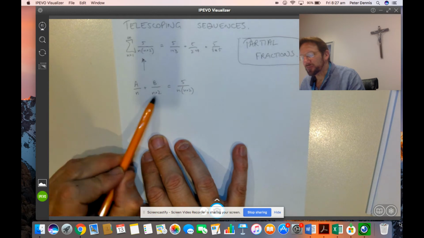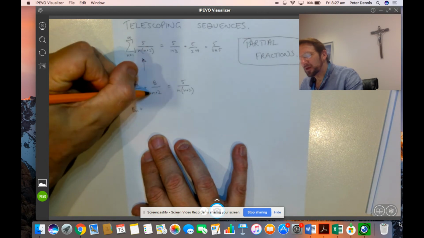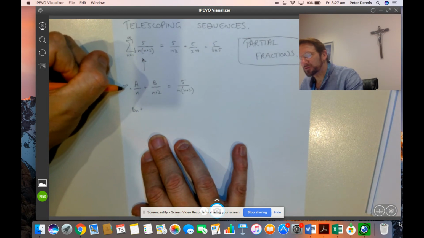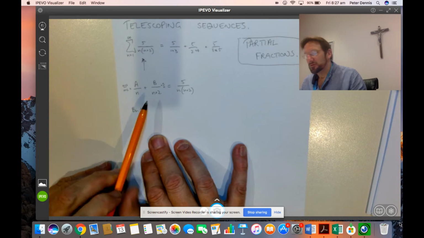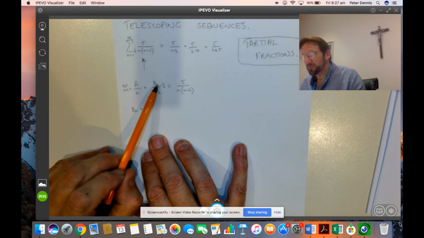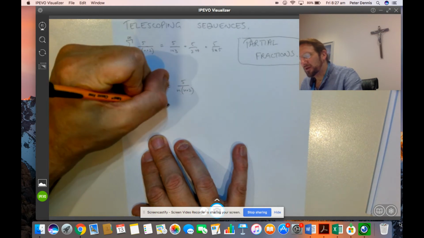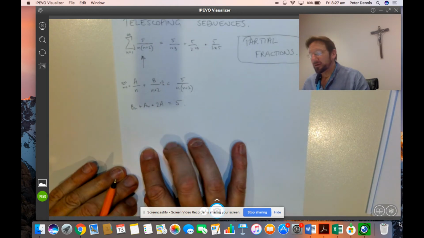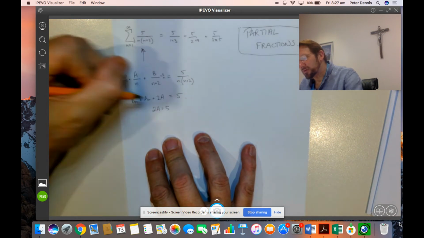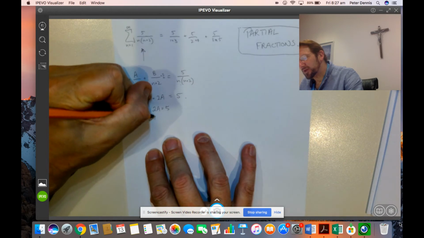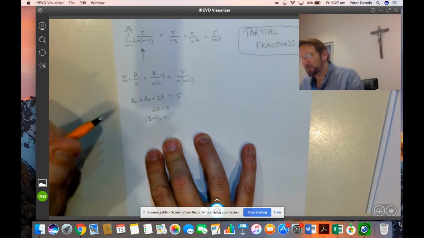Why is that? Because if we get a common denominator, we're multiplying the b by n over n, and we're multiplying the a by n plus 2 over n plus 2, and we get back to our denominator here. So we've got b times n plus a n plus 2a, and we know that that equals 5. The only way that can equal 5 is if 2a equals 5 and b plus a, the n term, equals 0, because there's no n term up here.